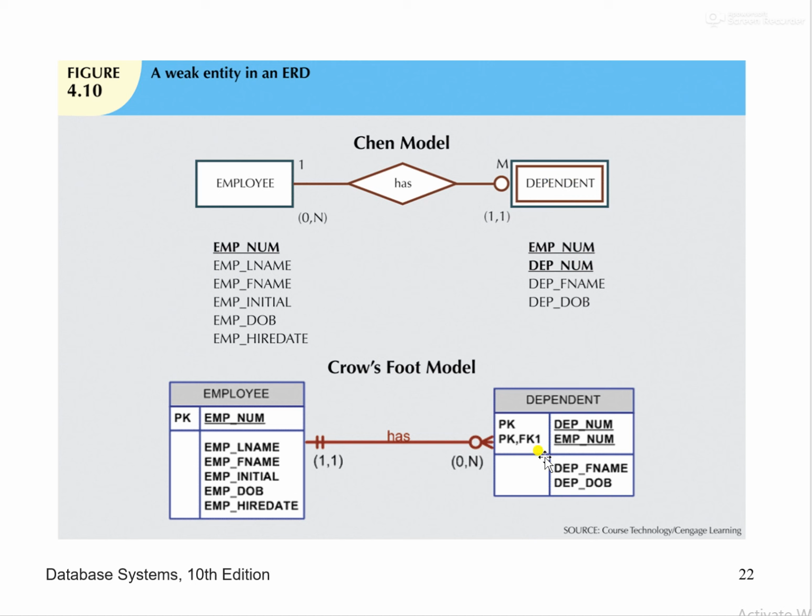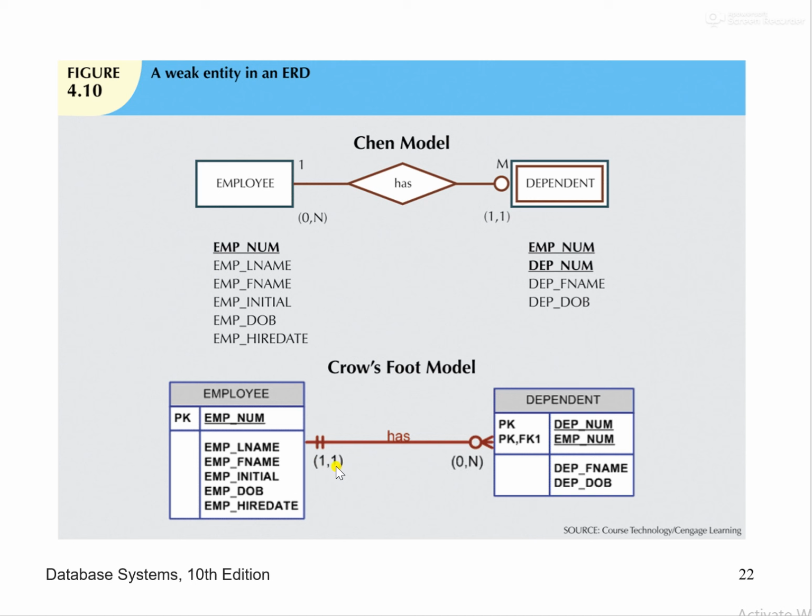Okay, in Crowfoot notation, how can we show a weak entity? There is no particular representation over here, but you can see the primary key and foreign key, both. Employee number is a foreign key in the dependent table and it is also part of the primary key. Now you can see the cardinality: an employee can have 0 dependents or n dependents, and each dependent belongs to a maximum of one employee, and a minimum of one employee.